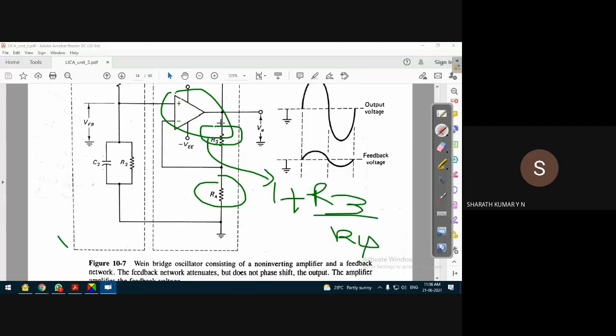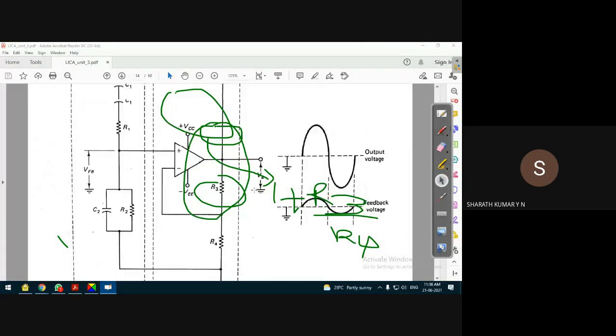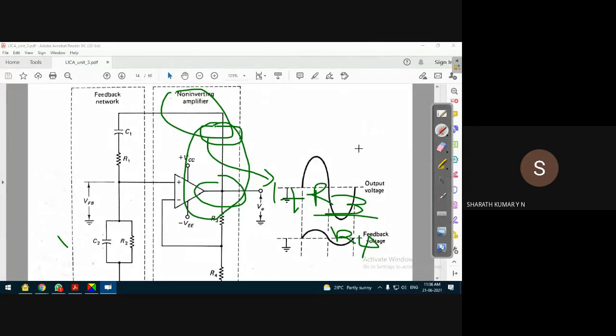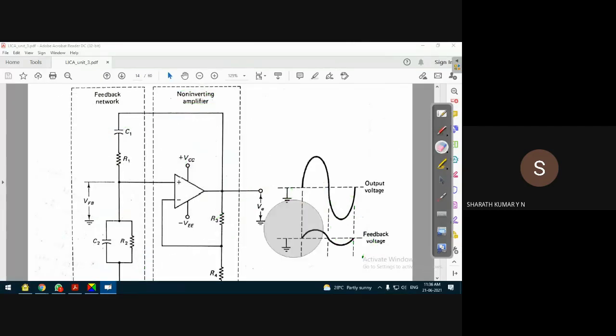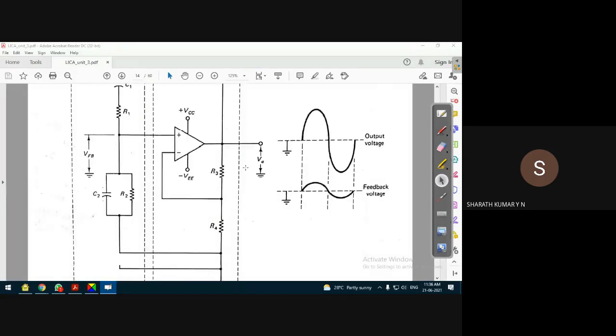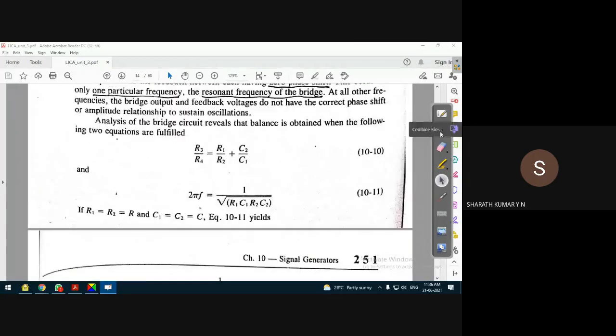So this R3 and R4 is one arm of the bridge. What is the other arm of the bridge, guys? The other arm is C1, R1, and another arm is C2, R2, which is the feedback network. So for the balance condition, the requirement is that the ratio of R3 by R4 should be equal to R1 by R2 plus C2 by C1.